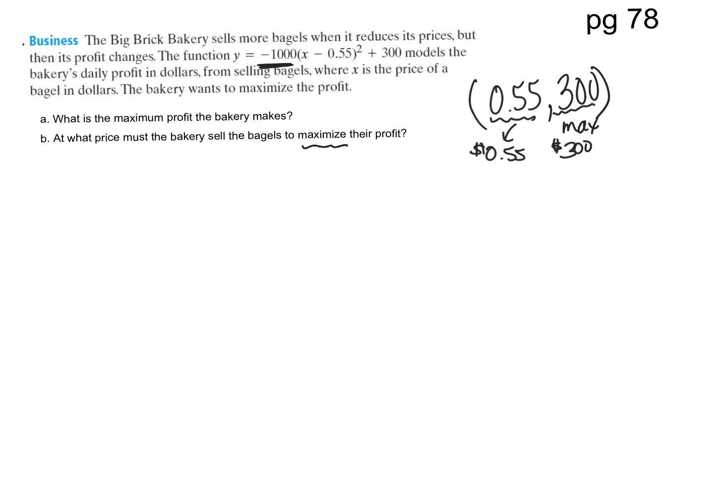Now let's see what it's asking me. Letter A says, what is the maximum profit the bakery makes? Well, the maximum profit is $300.